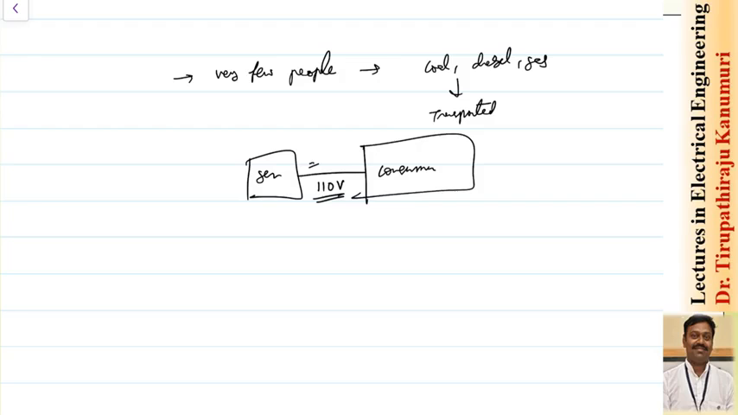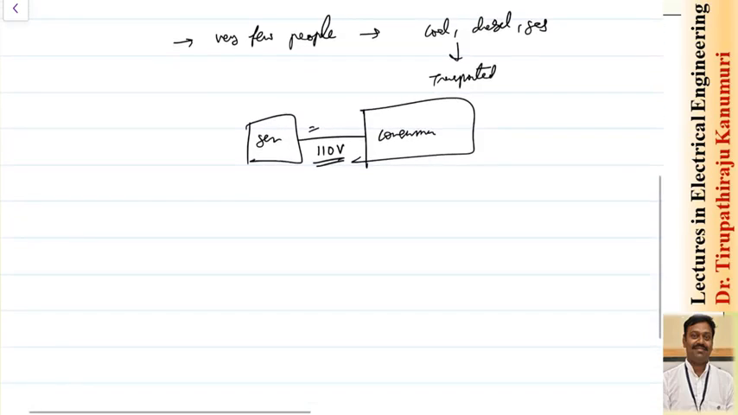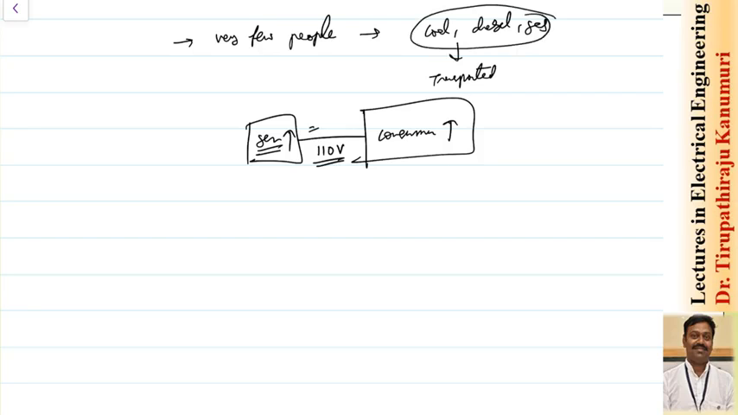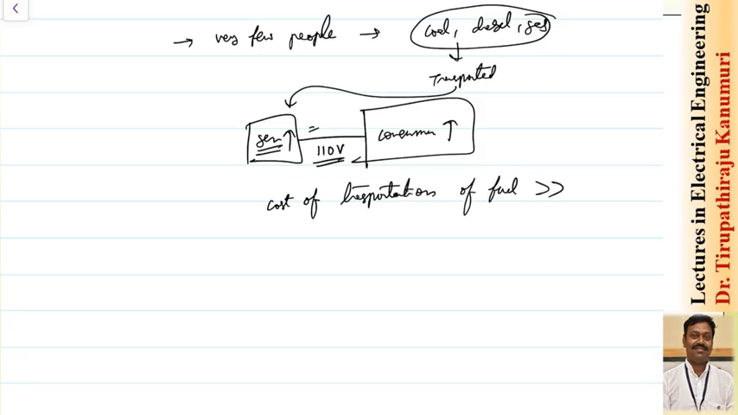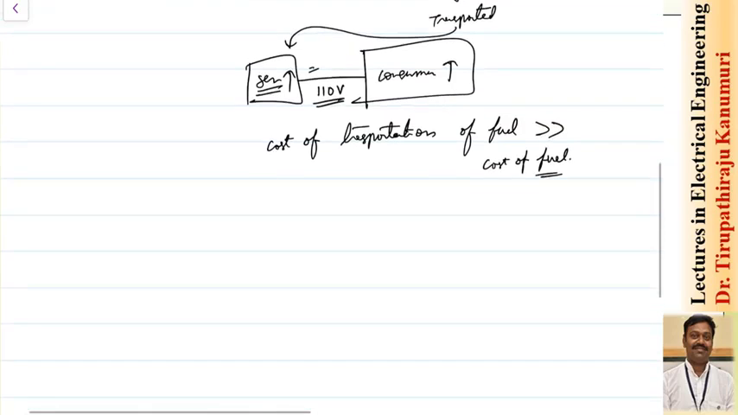Now gradually the consumers started increasing because the power demand goes on increasing. As the power demand or the number of consumers increases, automatically the generation capacity needs to be increased. When the generation capacity is increased, we have to transport all these resources, so the cost of transportation of these materials increases. Gradually, as the generation or the demand increased, they observed that the cost of transportation of fuel is much greater than the cost of the fuel itself in many cases. So the cost of transportation is dominating.